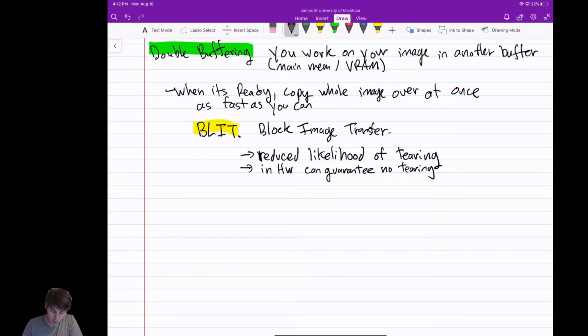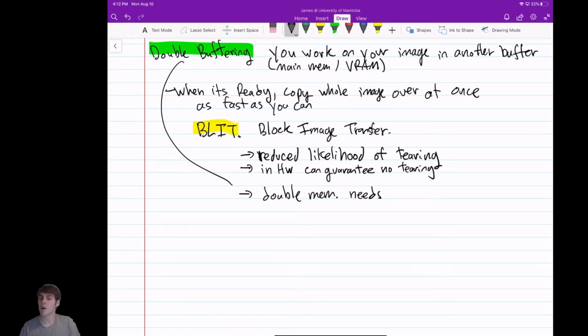The downsides to blitting and double buffering, of course, are that you double your memory needs. A 4K buffer is a lot of memory, and it's very expensive memory, maybe right tight to your chip. You also double the memory copy time, because time 1 is your buffer to the frame buffer, and time 2 is the frame buffer to the monitor. So you lose some efficiency.